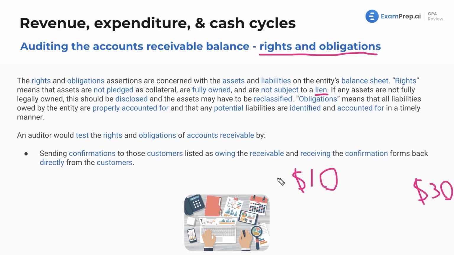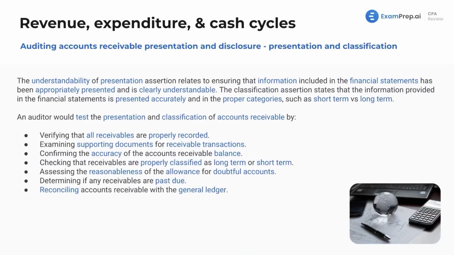So that's the concept, right? If you pledge those receivables, that is something you need to properly disclose, because you may not technically own them anymore. This is something we talk about a lot in BEC. I love connecting all the exams together and making notes there. Now we're dealing with the understandability, presentation, disclosure, and classification of AR. Let's see what we've got in store for us here.